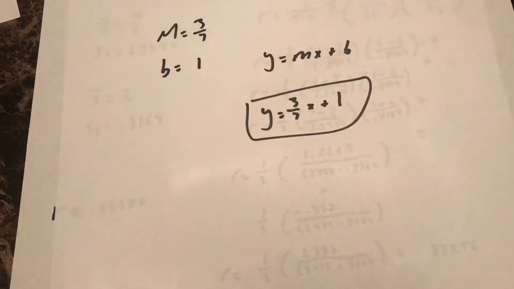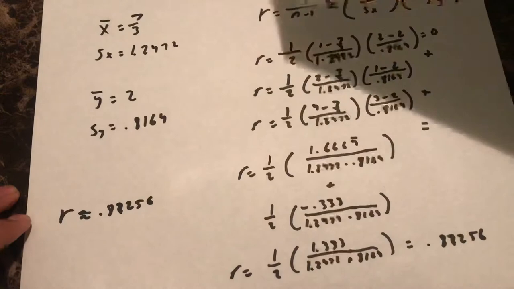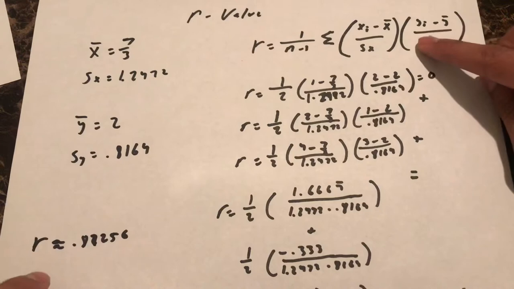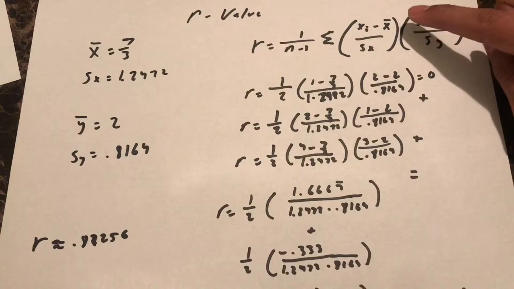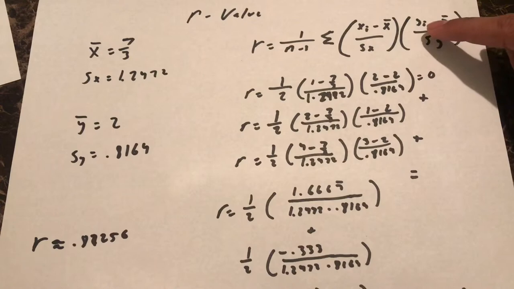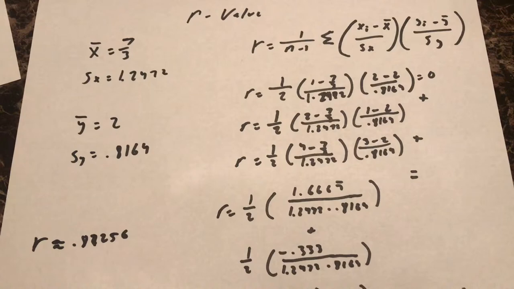Now we still don't know our r value. So to find our r value, we have another step. We have to use this equation, which is r equals 1 divided by n minus 1, times the x value minus the average of x divided by the standard deviation of x, times the y value minus the average of y divided by the standard deviation of y.